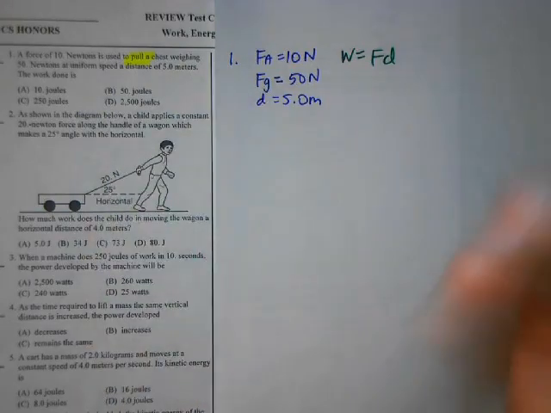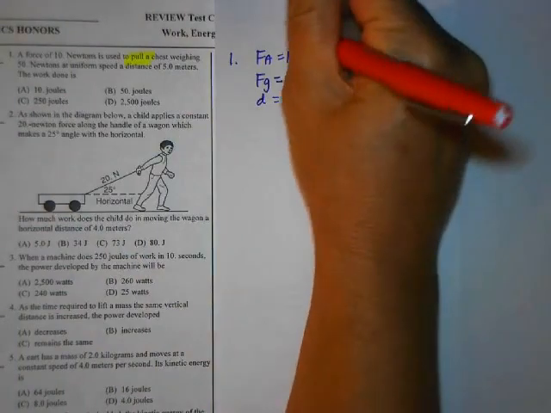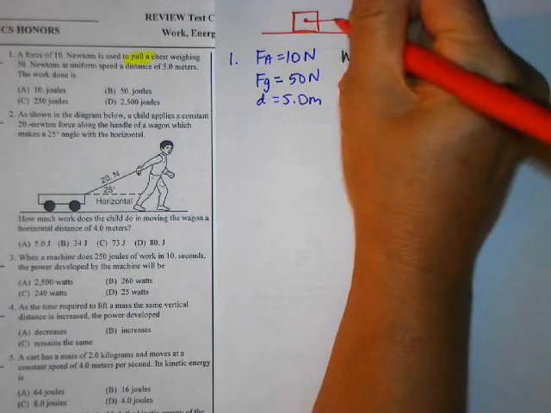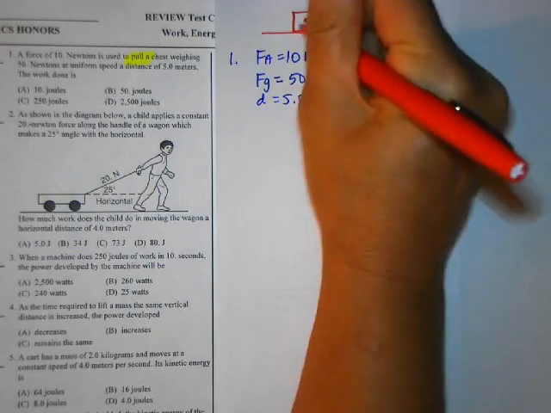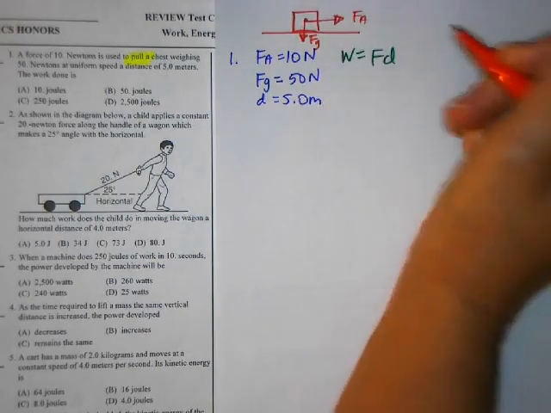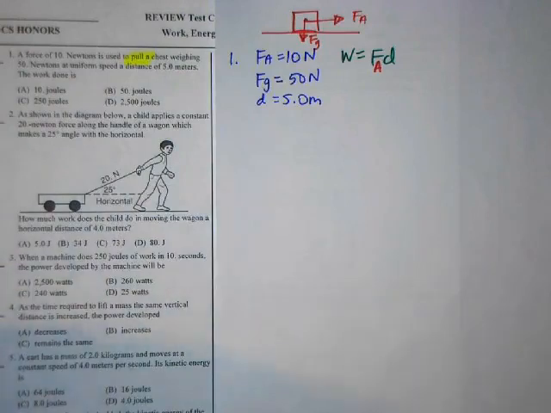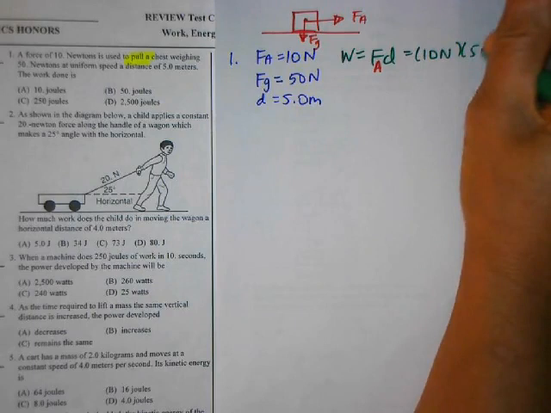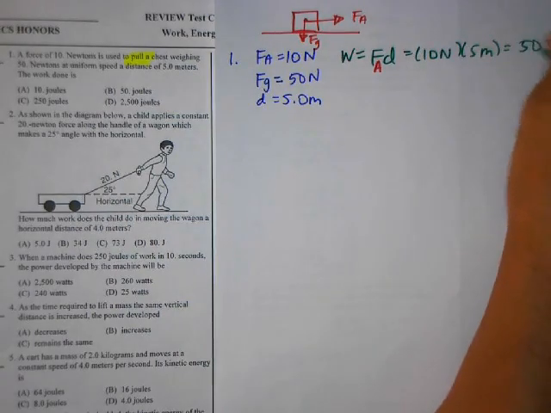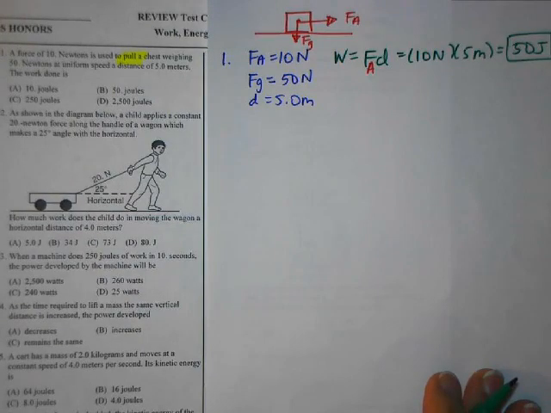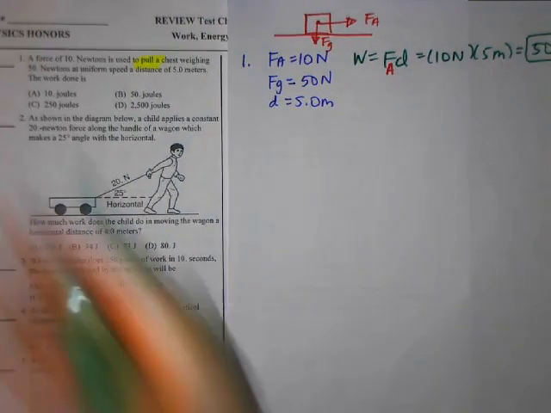So if I was to imagine a free body diagram of this, the chest is on the ground, the force is moving this way, and my weight acts down. Well, the object is moving horizontally, so that's the force that's doing the work. So it's going to be equal to 10 newtons times 5 meters, which is 50 joules, because a newton times a meter is a joule. So the answer to number 1 is B.